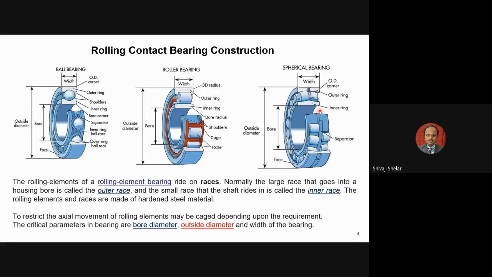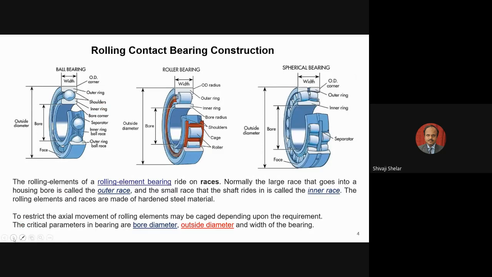Normally, no rolling element bearing is triple or four row. Only single and double row bearings are used in applications. The critical parameters in the bearing are the bore diameter, that is where the shaft fits with respect to the inner race; the outer diameter, which is fitted into the housing bore; and the width of the bearing. Based on that, the rolling element dimensions are fixed.